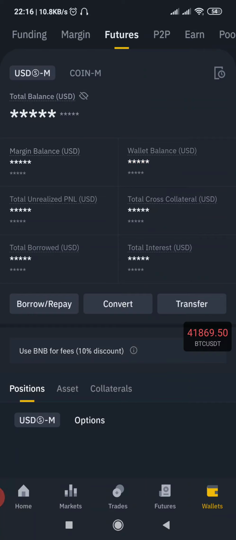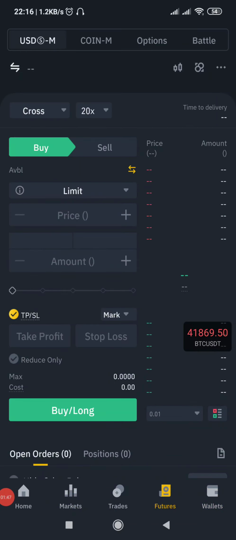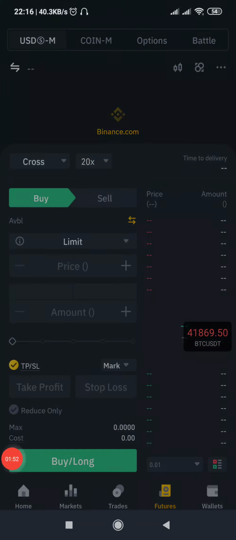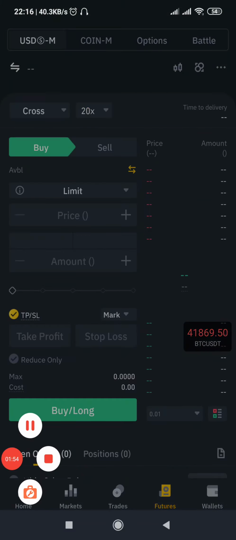Alright, the next thing is to come here, under here, these buttons below. So I'll just tap on futures. Can you see? I will allow it to load. My network is bad. Let me pause this video so that it will load.